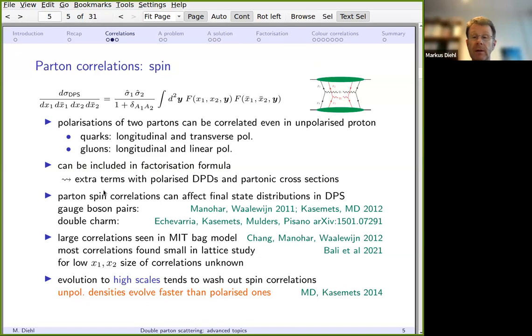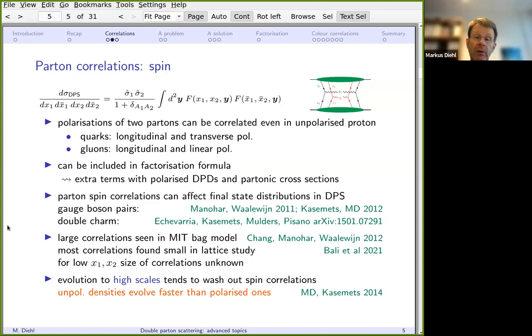For gauge boson pairs, that was realized early on. And it's not surprising at all, because a W boson is extremely picky about the polarization of the quarks it couples to. Namely, it doesn't couple at all to right-handed quarks, and therefore it is very sensitive to the quark polarization in the initial state. And no surprise, you find that again in the cross-section predictions. It was also looked for in double charm production, where you have polarization-dependent cross-sections from gluon going to charm. If there were such correlations, they would show up in observables.